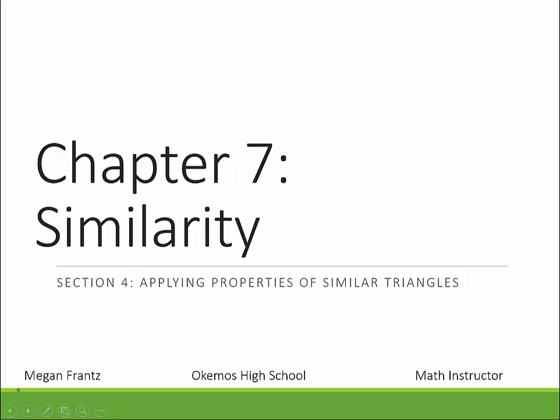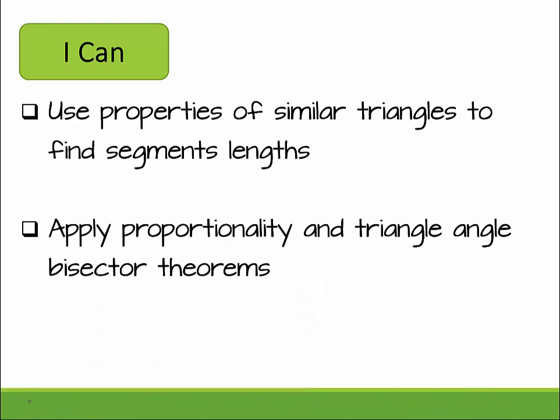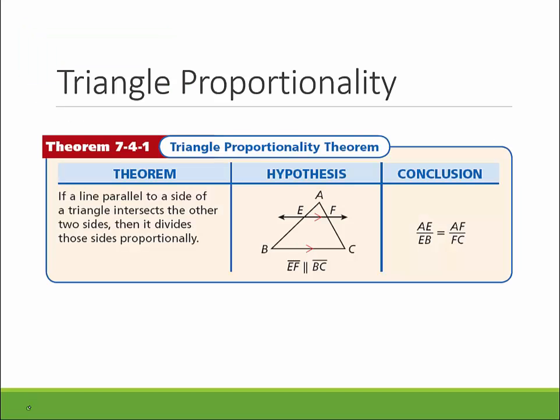In Chapter 7, Section 4, we're going to apply all those properties of similar triangles and use proportions to solve for various things. So by the end of this lesson, you should be able to use the properties of similar triangles to find segment lengths, and also apply proportionality and triangle angle bisector theorems. So here's our first theorem.